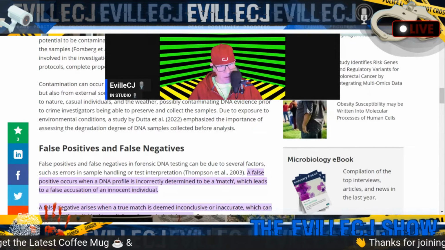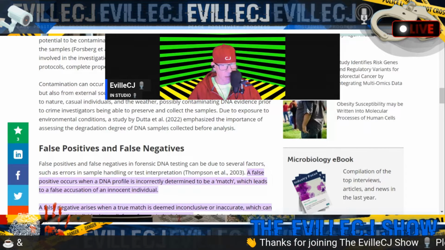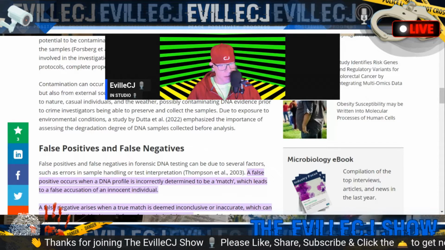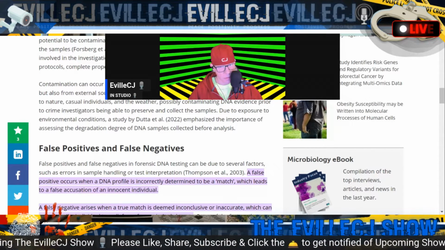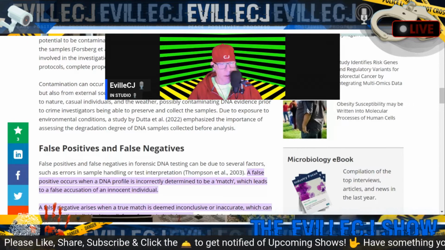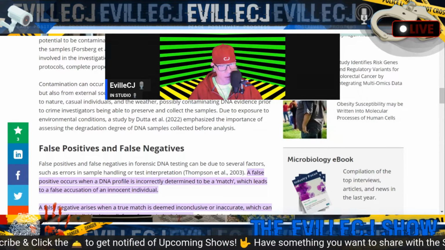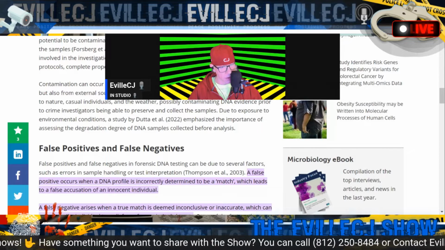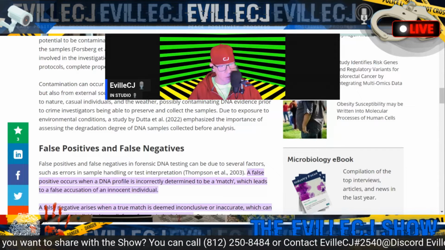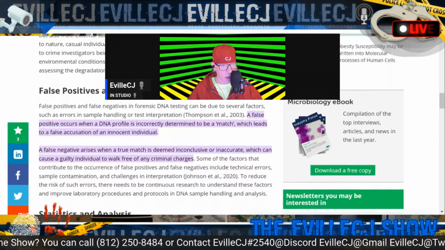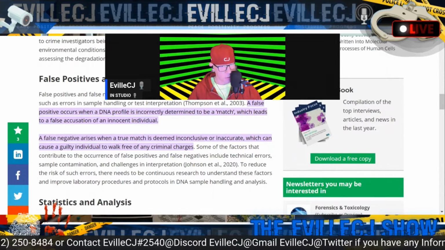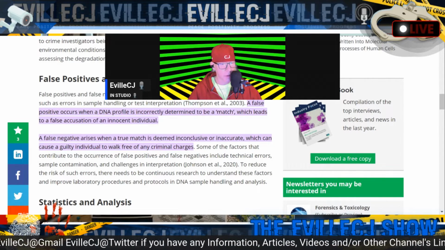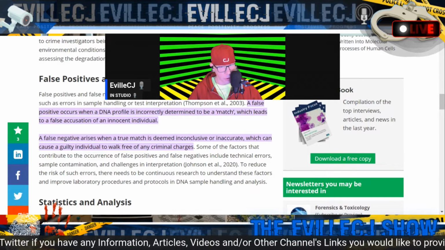False positives and false negatives in forensic DNA testing can be due to several factors, such as errors in sample handling or test interpretation. A false positive occurs when a DNA profile is incorrectly determined to be a match, which leads to a false accusation of an innocent individual. A false negative arises when a true match is deemed inconclusive or inaccurate, which can cause a guilty individual to walk free of any criminal charges.